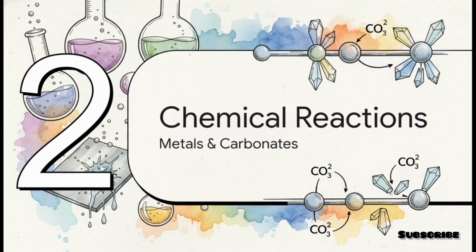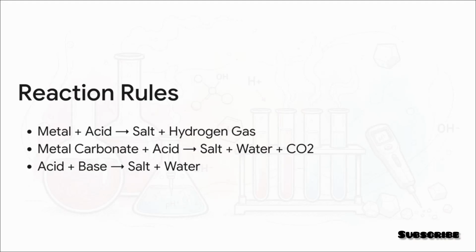Moving right along to Section 2, Crucial Chemical Reactions. Okay, if there's one thing you take away here, it's mastering these 3 big reaction rules. First up, whenever a metal reacts with an acid, it's going to yield a salt and release hydrogen gas. Second, if you mix a metal carbonate with an acid, you get a salt, water, and carbon dioxide. And the third one, which is literally the star of the show, is when you combine an acid with a base. They completely cancel each other's properties out to form salt and water. We call this highly specific reaction neutralization.